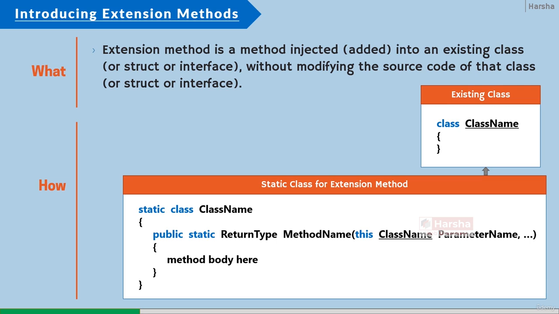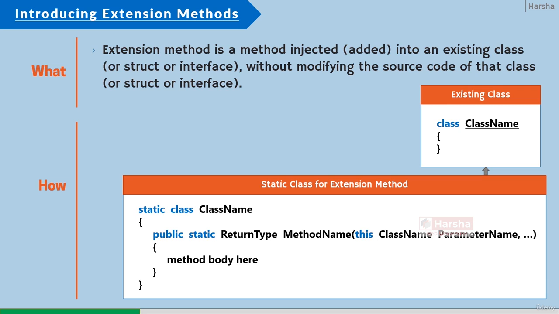In real-world development, different teams will be involved in the development. Assume that team 1 has created the class library, but team 2 wants to add a new method to the existing class. This is the exact scenario where the extension methods concept is being used in real-world applications.